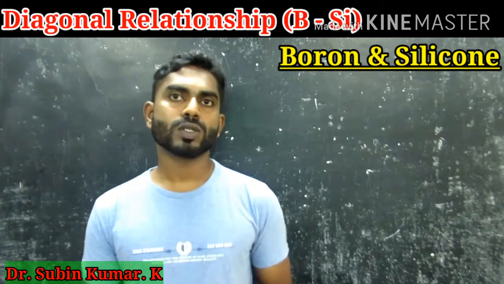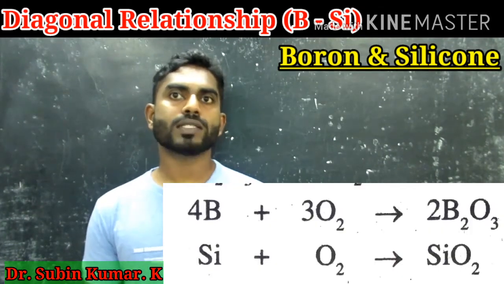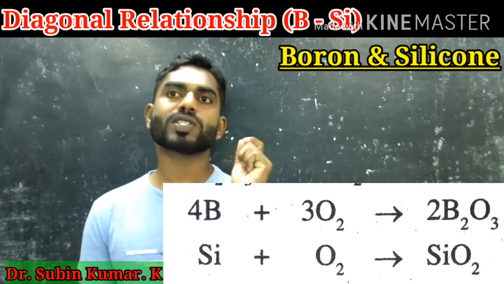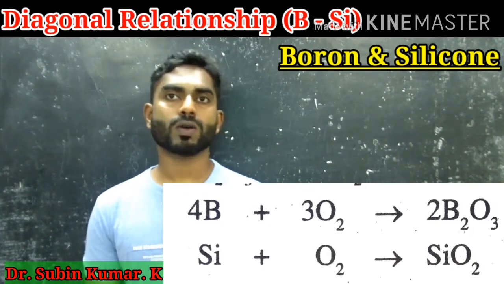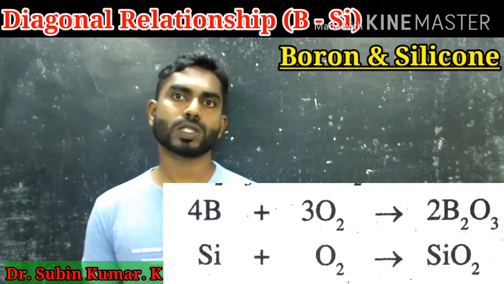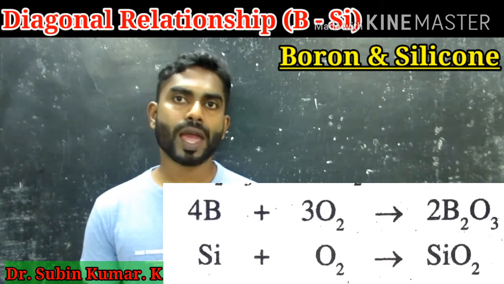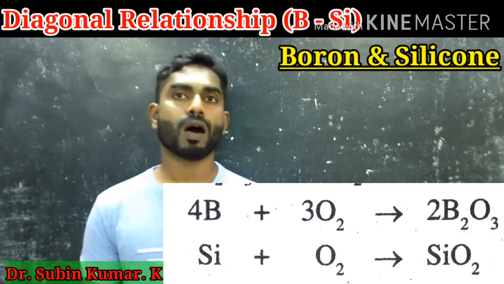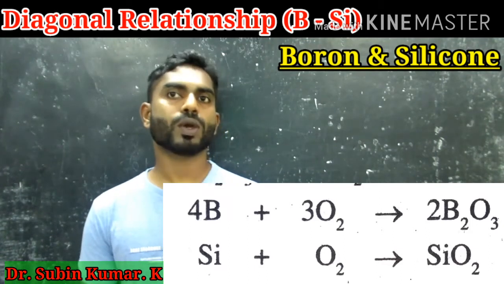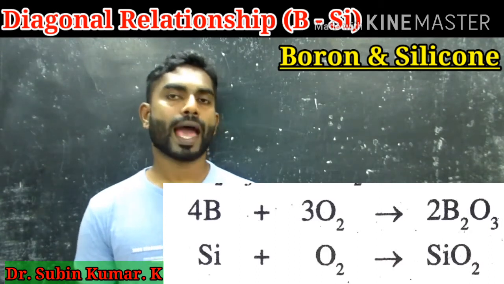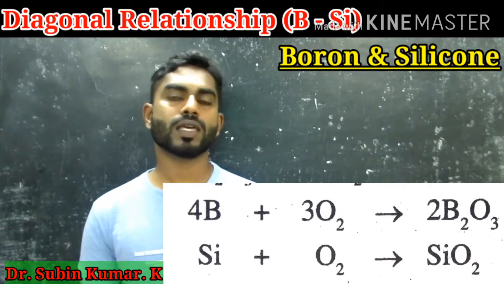Next property: both boron and silicon react with oxygen at a higher temperature to form the corresponding oxides, B2O3 and SiO2 respectively. The reactions are 4B plus 3O2 gives 2B2O3, and Si plus O2 gives SiO2.